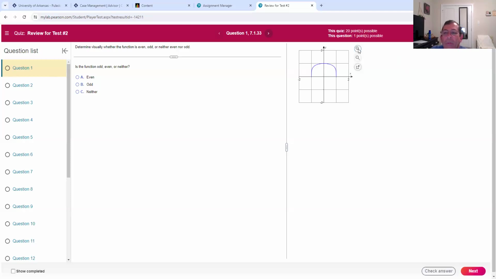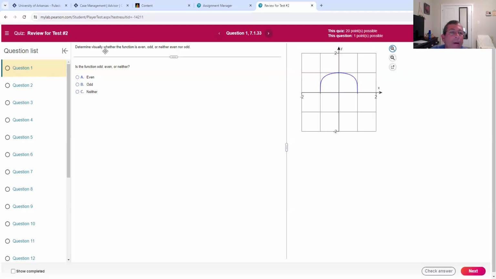All right, so I'll make this a little bigger here. They want me to determine visually whether this function is even, odd, or neither. So remember, if it's even, it's symmetric to the y-axis. If it's odd, it's symmetric to the origin, and those are the ones that look the same when I turn them upside down. And then you got neither.